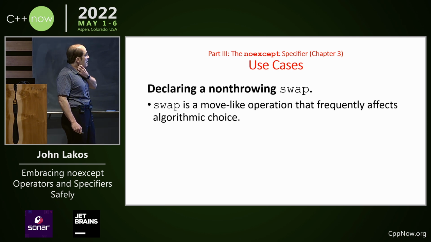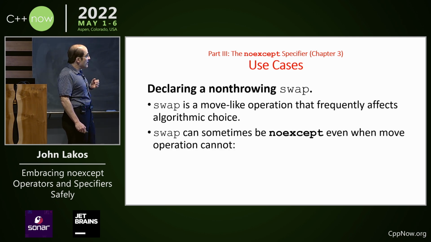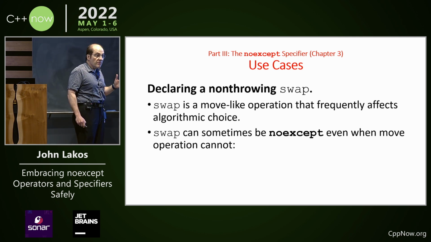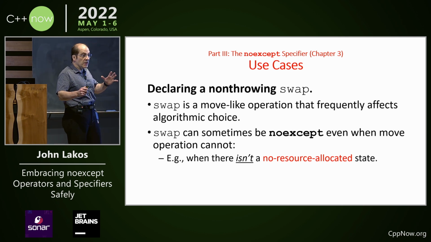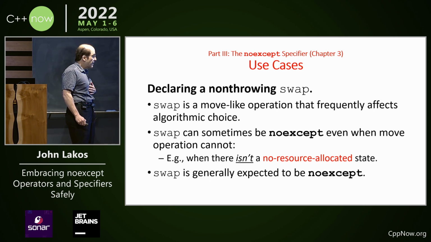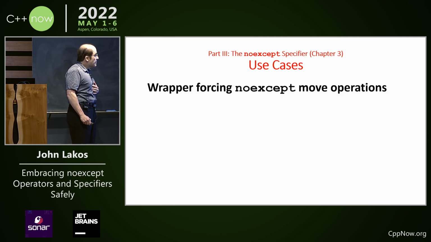You can declare a non-throwing swap. And it turns out that you can make a swap noexcept in cases where even you might not be able to make a move noexcept. And that's specifically when there isn't a no-resource-allocated state. In other words, the radioactive state or the sub-constructed state. So there are cases where you can do good things because everything has the resource. There's nothing that has the no resource. If it needs the resource, it's constructed with it. But there are problems with that. And we expect swap to be noexcept.